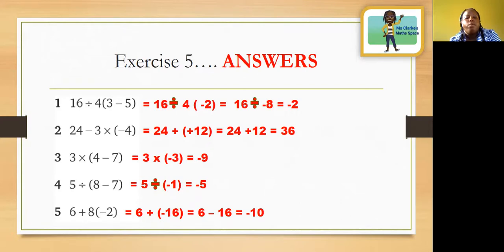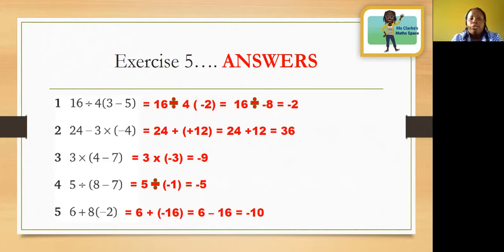So number 2, we have 24 minus 3 multiplied by negative 4. In terms of brackets, here are the brackets by the negative 4. They don't have any of, division, no division, so we're dealing with multiplication. So we'd have negative 3 multiplied by negative 4. And negative by negative is a positive. 3 by 4 is 12. So that's how we end up getting 24 plus positive 12. And that's the same as saying 24 plus 12, which we know is supposed to be 36.